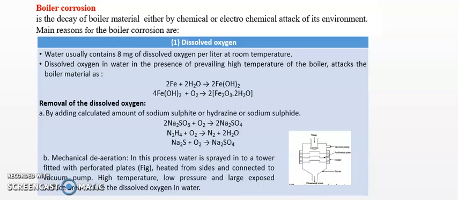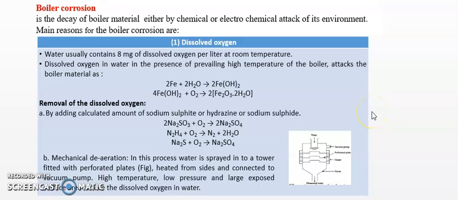Now the first reason is dissolved oxygen. Generally 8 mg of dissolved oxygen per liter at room temperature is present in the water. Dissolved oxygen in the presence of high temperature attacks the boiler material and forms rust. Here we can see the reaction of boiler metal with water. It forms ferrous hydroxide, which reacts with oxygen and forms rust.